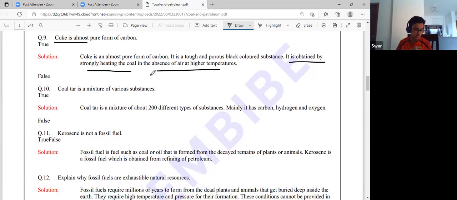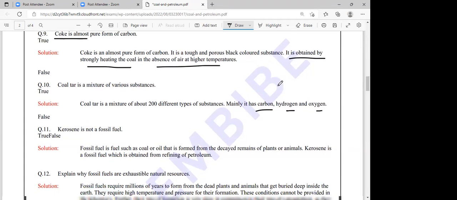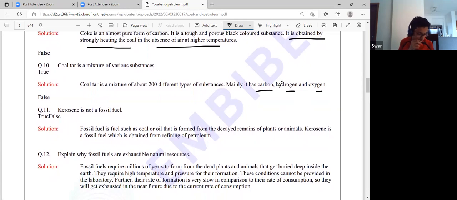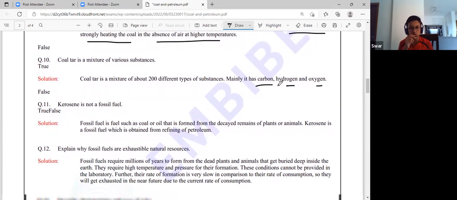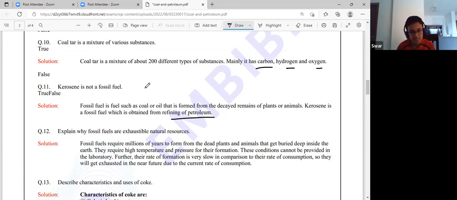Next, coal tar is a mixture of various substances. Yes, ma'am, coal tar is a mixture of about 200 substances, mainly carbon, hydrogen, and oxygen. Kerosene is not a fossil fuel, ma'am. True, right? Kerosene is a fossil fuel. When you convert petroleum, you get kerosene, so it is a part of oil itself. So yes.